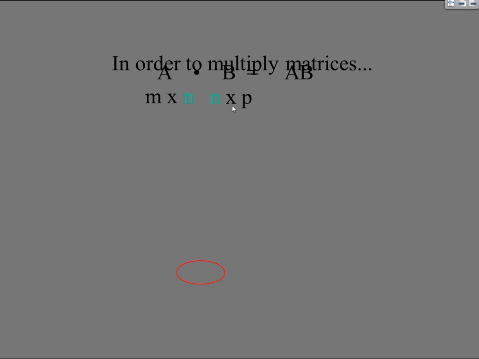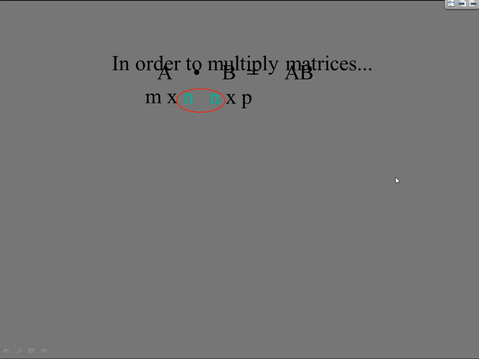Yes, sir? So why can't they be like rectangles being the same? You'll see. It doesn't work. You'll see why here in a second. It doesn't work that way. And the dimensions of the product matrix that you get after you multiply are always going to be the outer dimensions of the product.